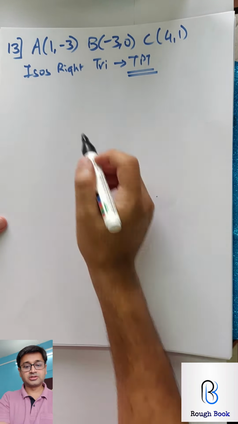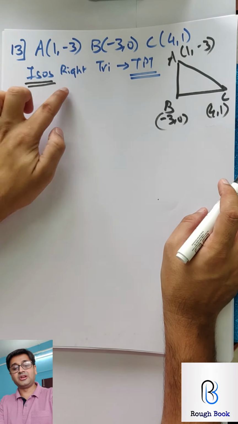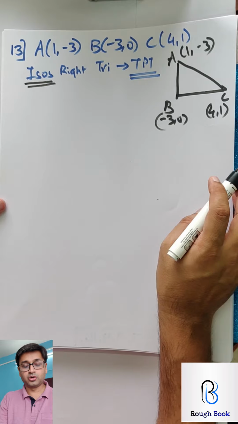They say prove that this is a right angle triangle. Now we do not know whether B is right angle, A is right angle, or C is right angle. And not only that, but isosceles also. So what you must first do is find the distance of all 3 sides to prove it as an isosceles. Then we'll talk about right angle, how to go about, don't worry.